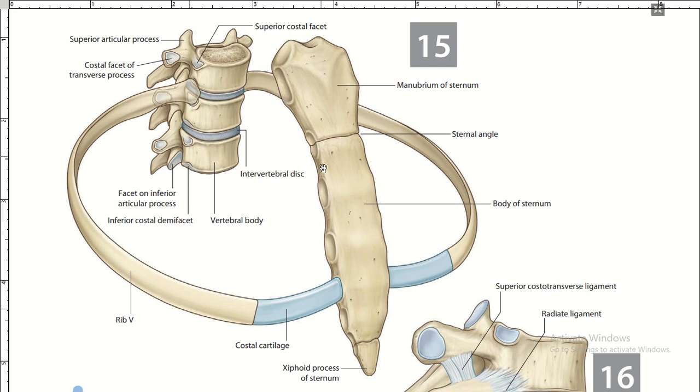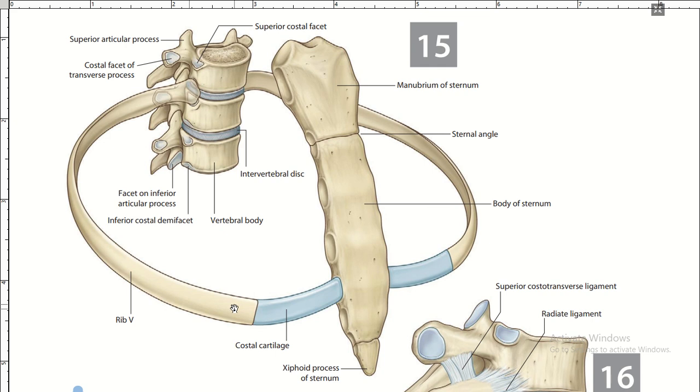And these costal cartilages form what we call a costosternal joint, and the costosternal joint of the first rib is cartilaginous with no movement at all. But the remaining 2 to 7 are all synovial joints. So costosternal joints are synovial joints except the one for the first rib.